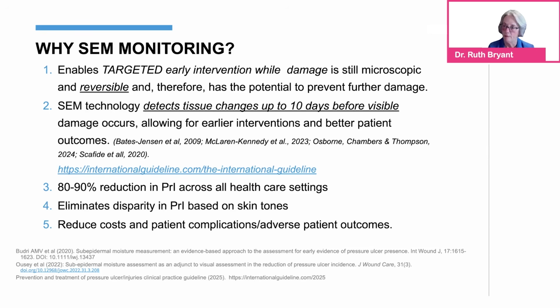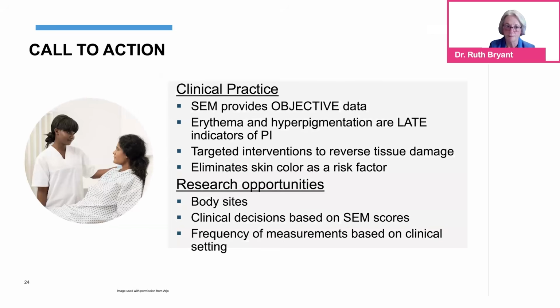Pressure injuries are significant. They cause increased risk of infection, increased risk of sepsis, pain, death, all kinds of things. They're bad outcomes. And we need to be much more aggressive in trying to prevent these pressure injuries. So the call to action is that we need to recognize that SEM provides objective data to amplify our subjective data. We need to recognize that erythema and hyperpigmentation are late indicators of pressure injury, and that targeted interventions can reverse this tissue damage, and we can eliminate skin color as a risk factor.